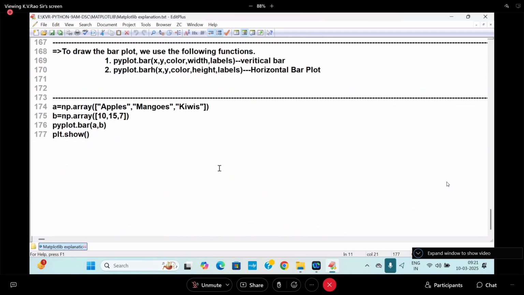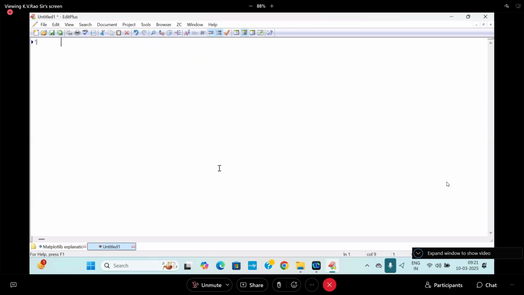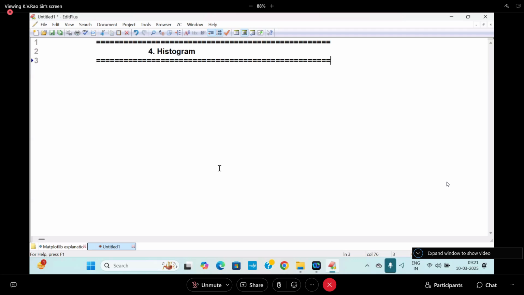Scatter plot and all those things you have seen. Now I'm entering into the histogram. What is the meaning of histogram? Hist means history. Histogram is nothing but showing the history of the particular data. Before giving you this explanation, we'll go for an example. Let us take sample data.